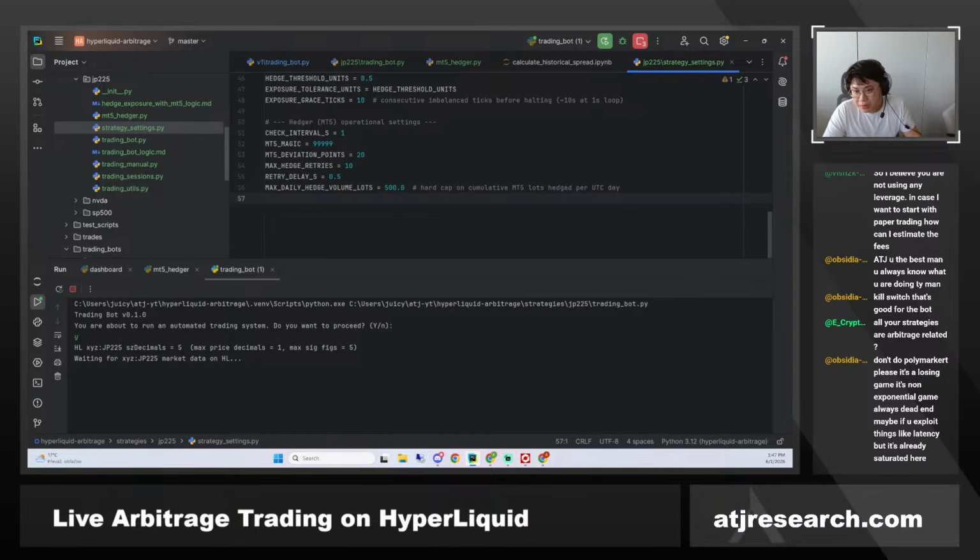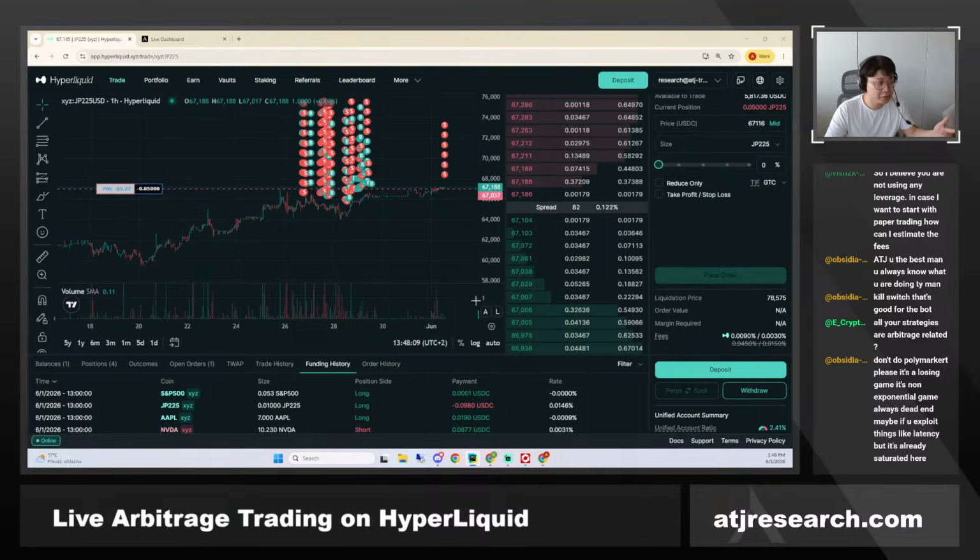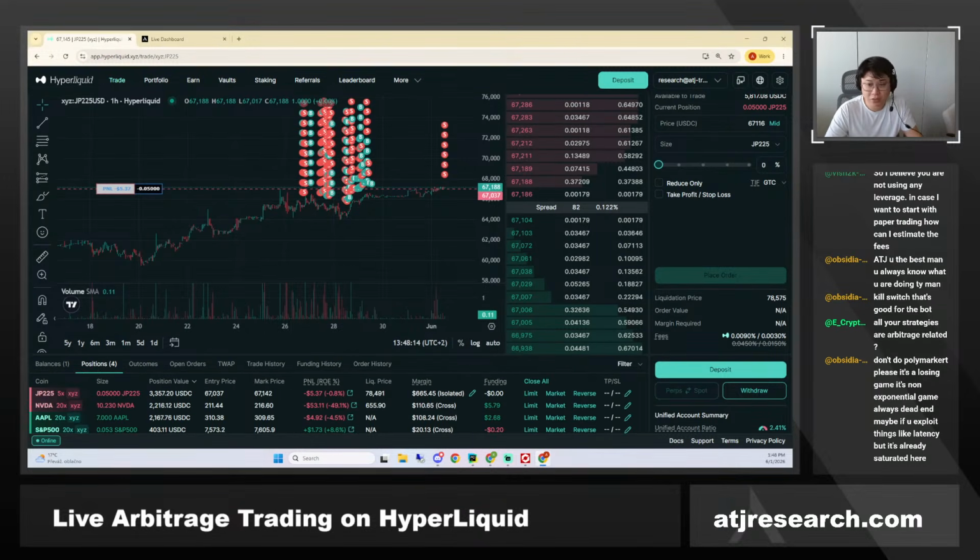Okay, another question, eCryptoBots asks, all your strategies are arbitrage related? Yes, I focus mainly on arbitrage now or pair trading strategies. So all I do is I look at the relative value of two assets, and then I try to arbitrage it. That's all.